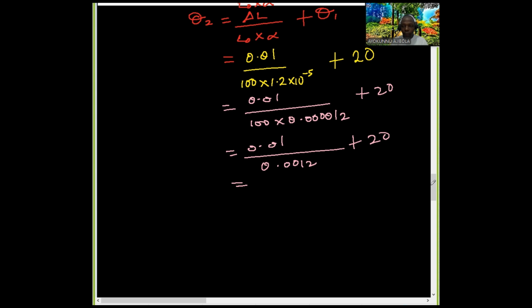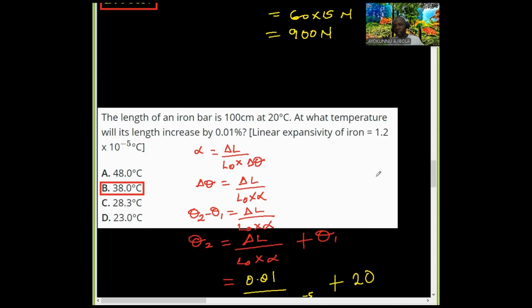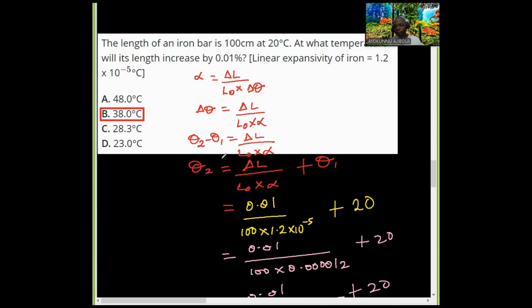0.01 divided by 0.0012 gives me 8.3, okay? Yes. Plus 20, so this would be 28.3. So it's 28, not 38, okay? Is that clear? Yes, sir. So this is the correct option.